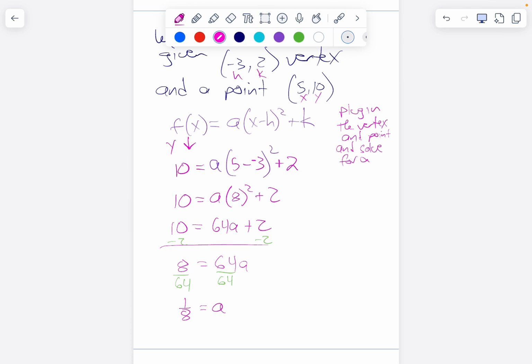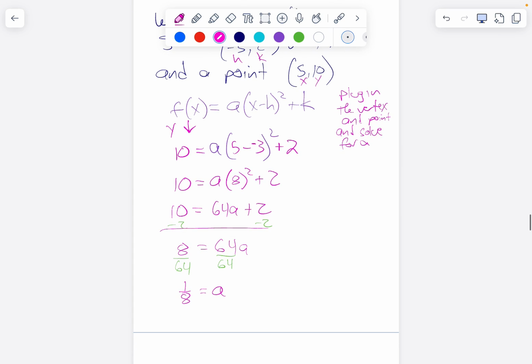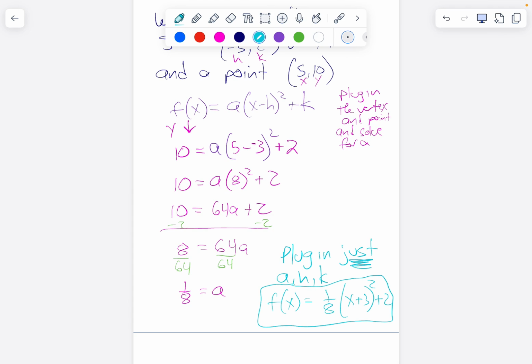Are we done? Like, does that meet the demand of the problem? We have to plug in just A, H, and K. Remember, just those three things. So if you plug in x and y also, you're going to actually just define a point. So plug in just A, H, and K. So we'll get f of x equals 1/8 (x plus 3) squared plus 2. So that was just a reminder of how to do that kind.